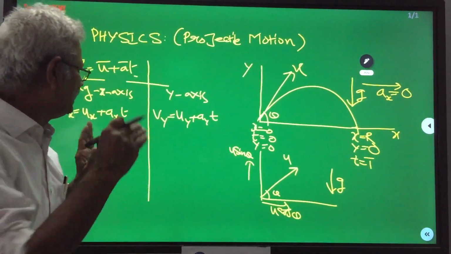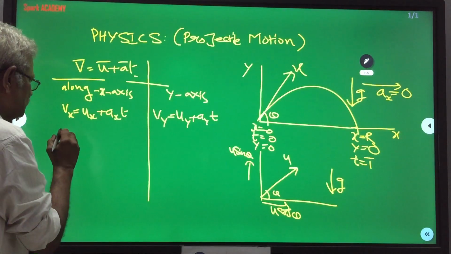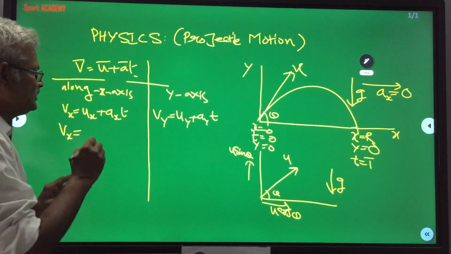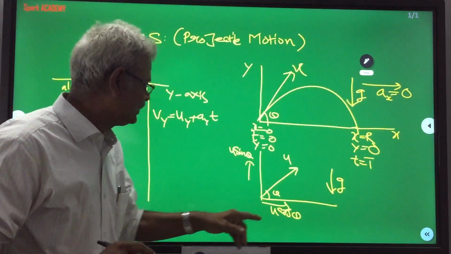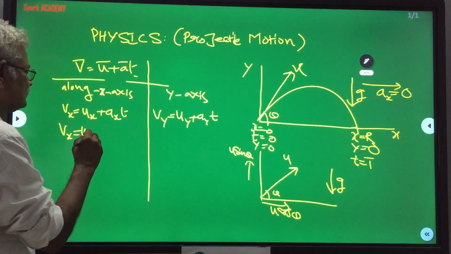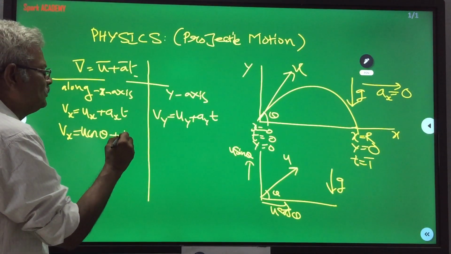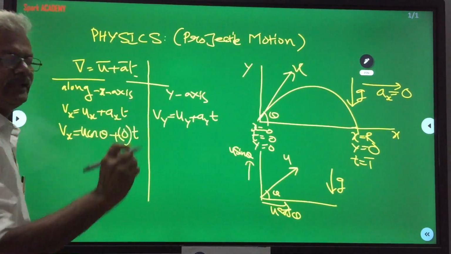Clear? So now we don't have acceleration along this direction. So vx is equal to, what is ux? You should take u cos theta. Plus, don't forget writing 0 into t. Why 0?